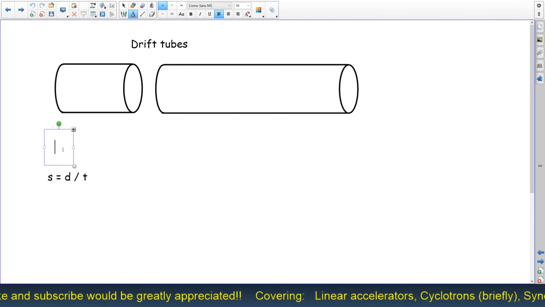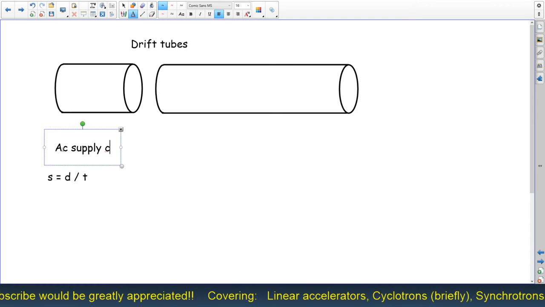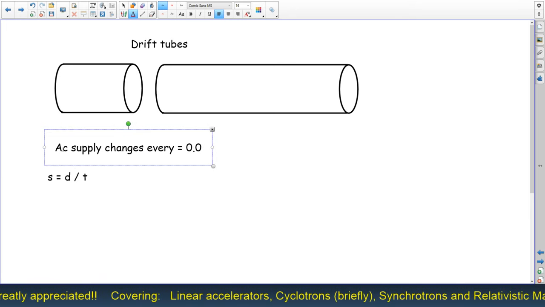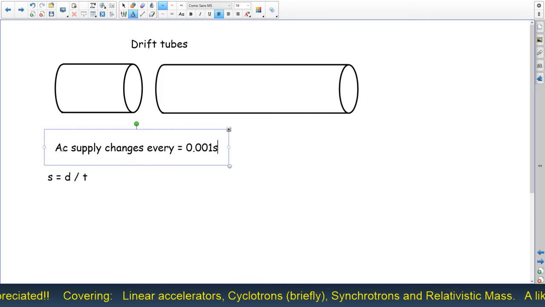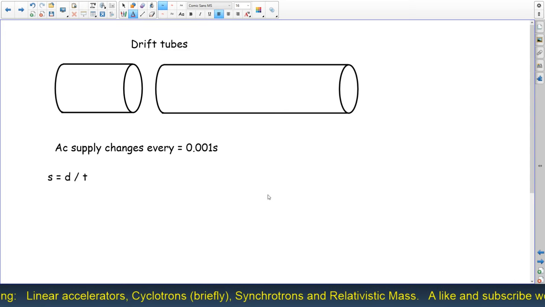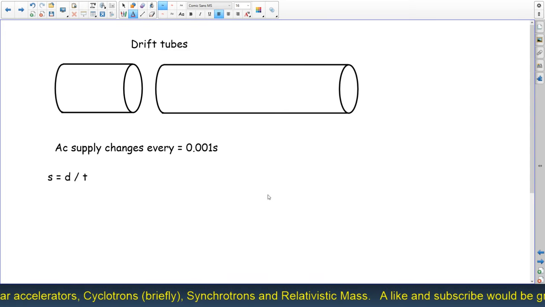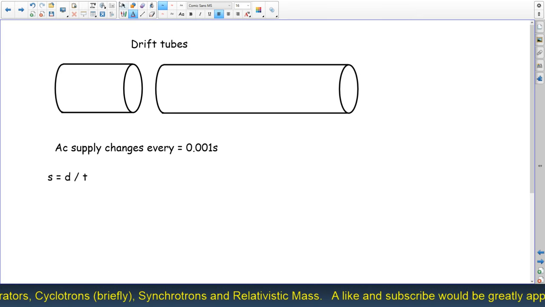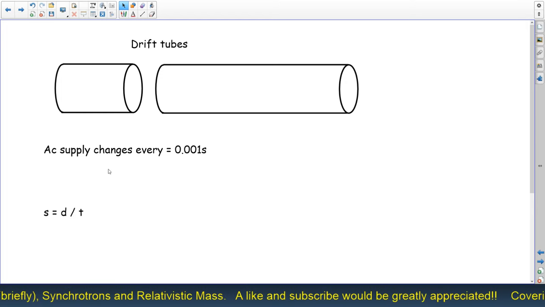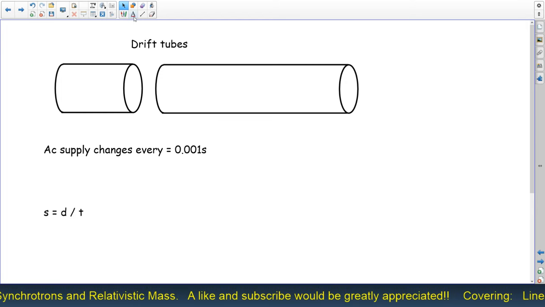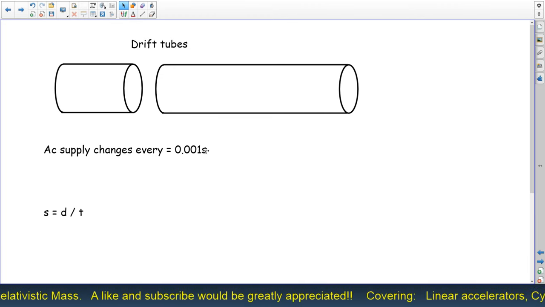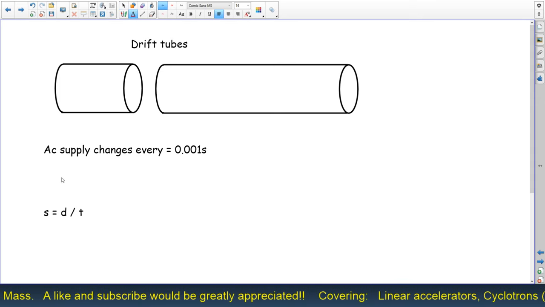So let's say I've got a really good AC supply. So AC supply changes every, let's give it 0.001 seconds. That's pretty good, isn't it? That's 1,000 hertz in terms of a frequency. Now, considering that AC out of the wall is 50 hertz, we're being very, very, very generous here. All right. Then what needs to happen is that my little particle needs to stay in the drift tube for 0.001 seconds. Okay? Now, here's the problem.